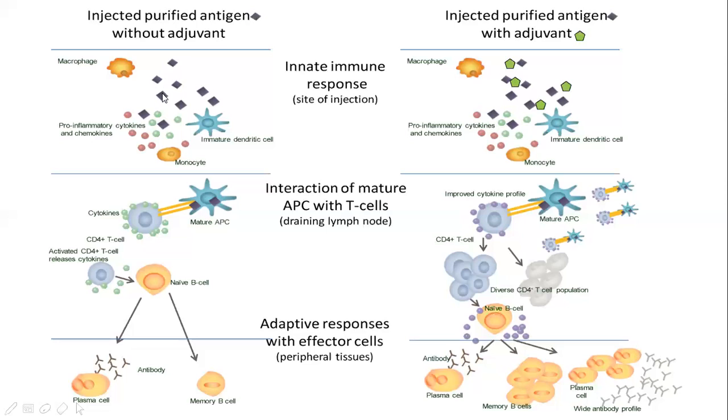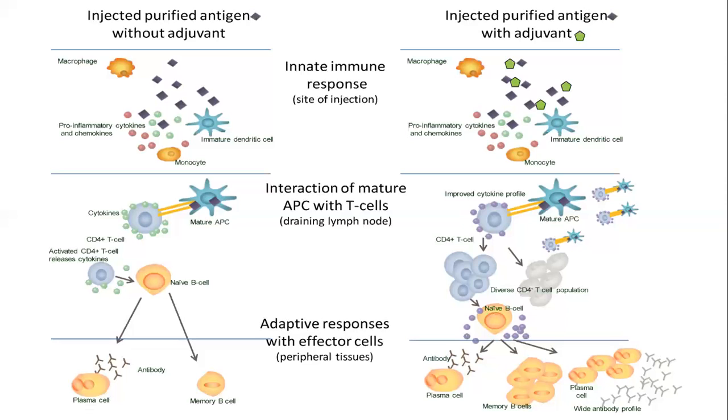Here, this square particle, you can see. So these are the antigen. So these antigens will be taken up by the antigen presenting cell. So this should be the mature antigen presenting cell. And now they will induce cytokine release. So these cytokines will activate the CD4 active T cell.